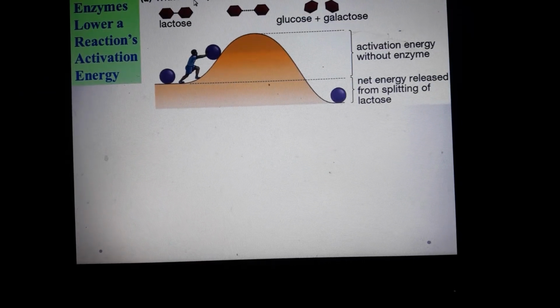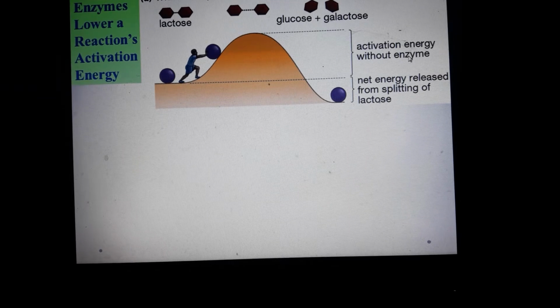So, without enzyme, take note. We have here lactose. Lactose undergoes the hydrolysis process that is facilitated by, or acted on by, the enzyme lactase. Okay? So, net energy is released from the splitting of the lactose. Usually, bumababa yung energy mo. So, glucose plus galactose is the product of hydrolysis of lactose, which is acted on by lactase.